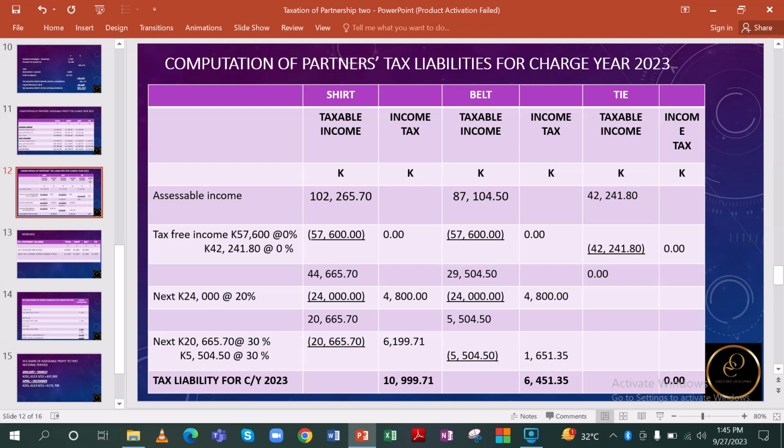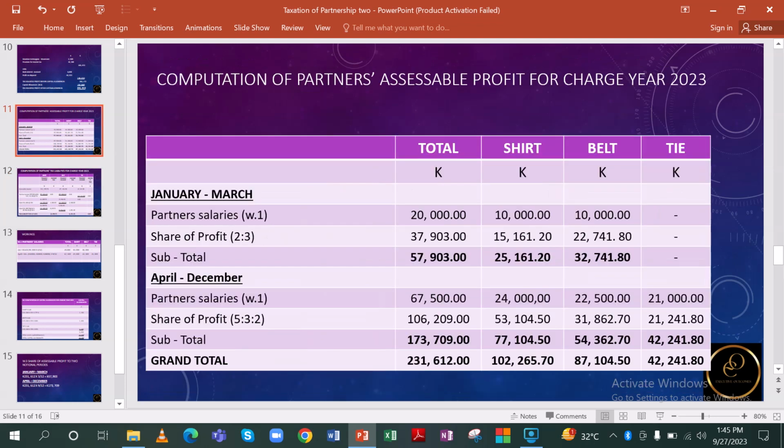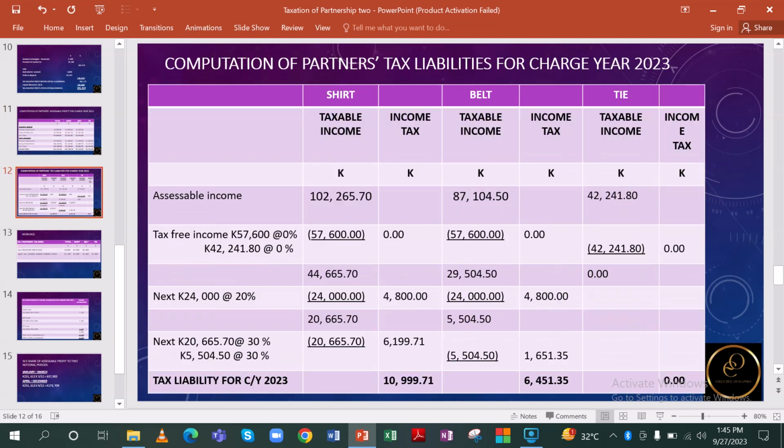Getting from what we have already calculated, we have seen that Shet has 102,265 kwacha 70 ngwe. So that is what is going to appear as assessable income under Shet, 102,265 kwacha 70 ngwe. Similarly, Belt has 87,104 kwacha 50 ngwe, and Ty has 42,241 kwacha 80 ngwe.